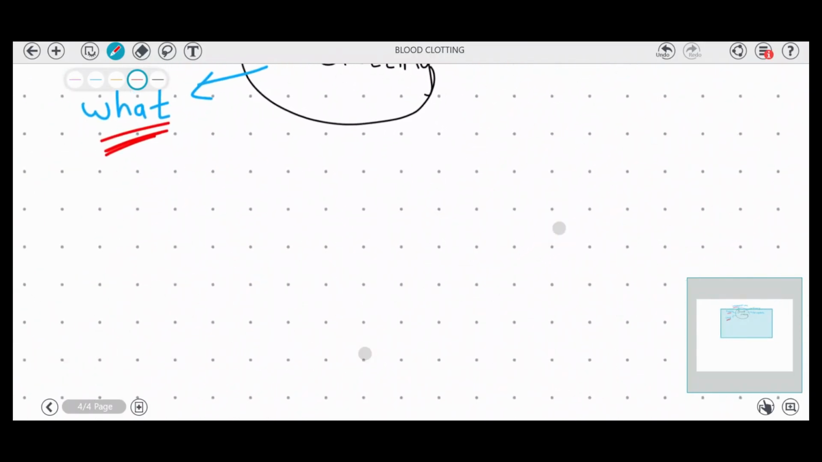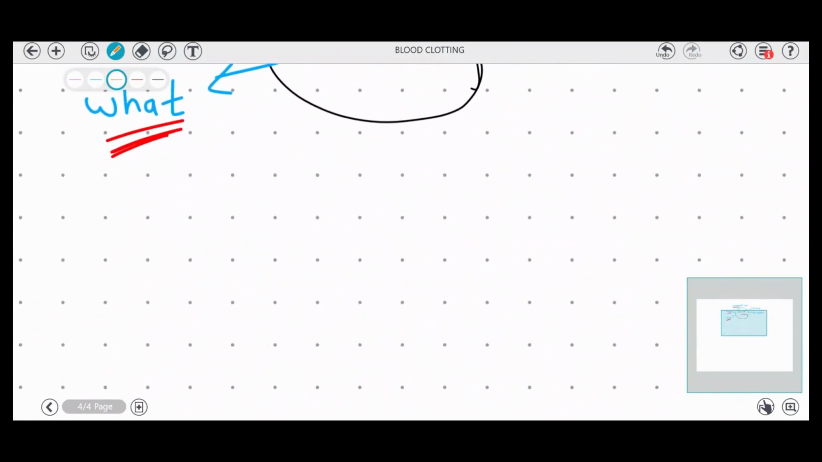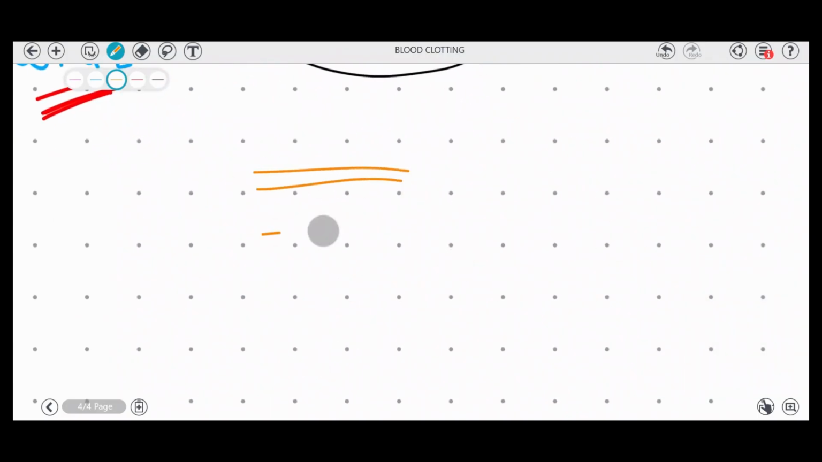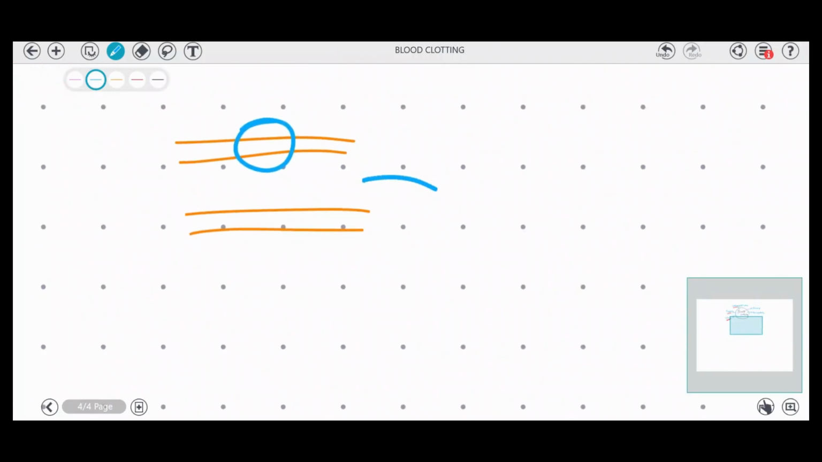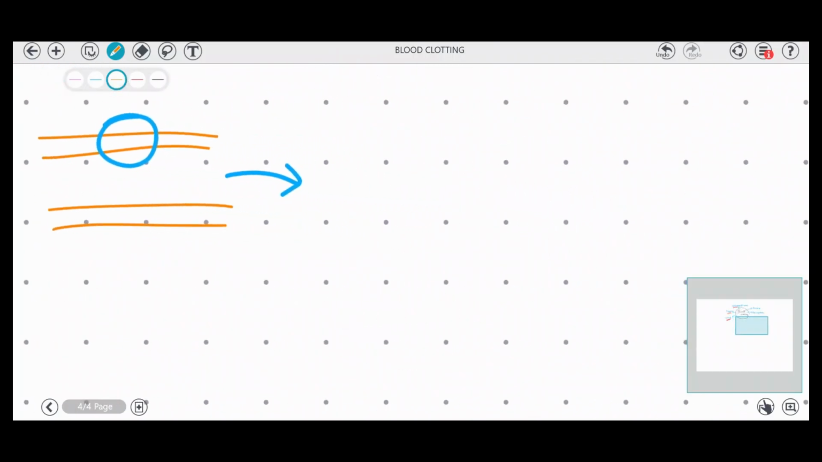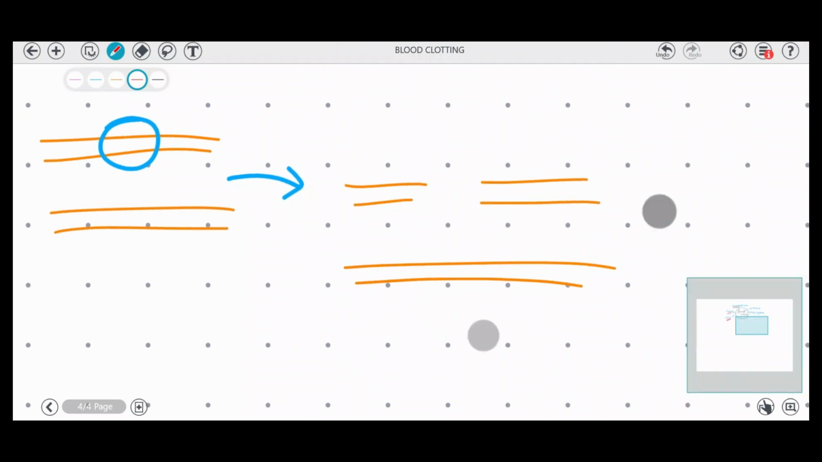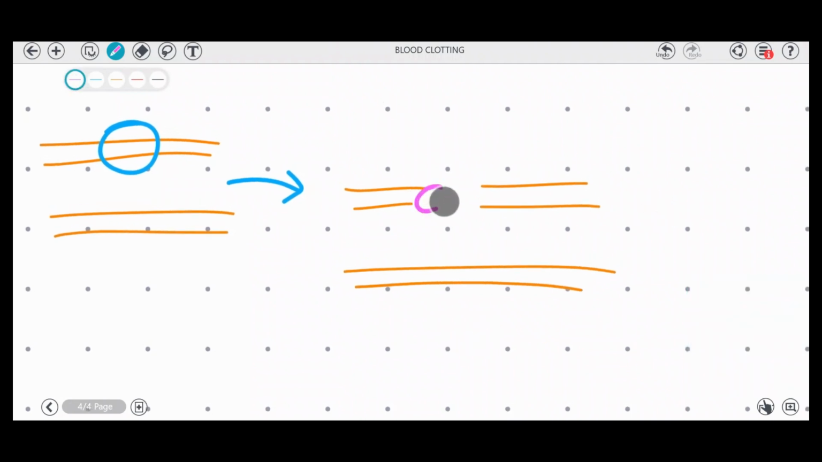To remember the process, you first have to remember a series of events that take place. Firstly, when a tissue is damaged, imagine there's damage in this part of the tissue. The connective tissue is going to be exposed. Then platelets are going to migrate towards the connective tissue and release substances that make the platelets sticky.